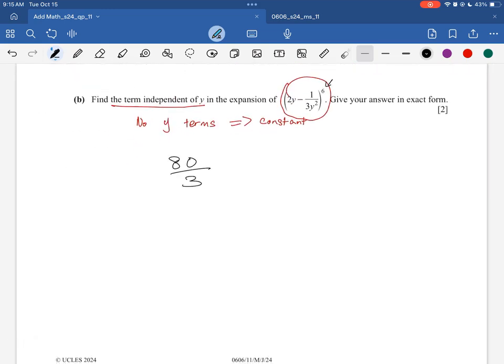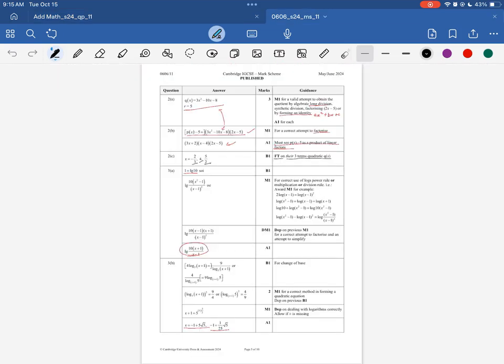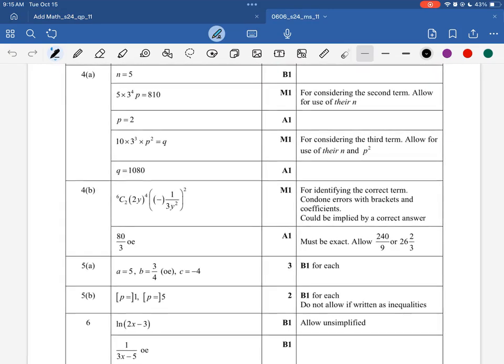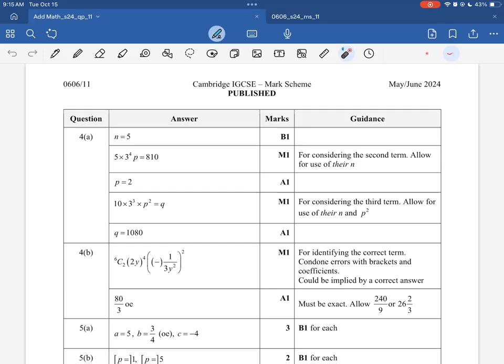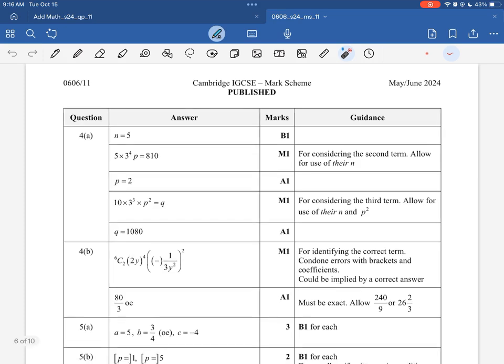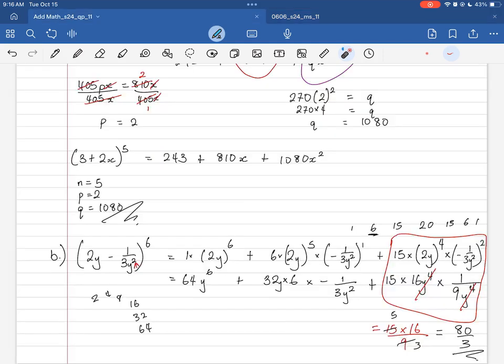Now let's check our mark scheme and see number 4. So for the first question we had n is 5, p is 2, and q is 1080. Then for our part b, we basically have 80 over 3. Yeah, okay.